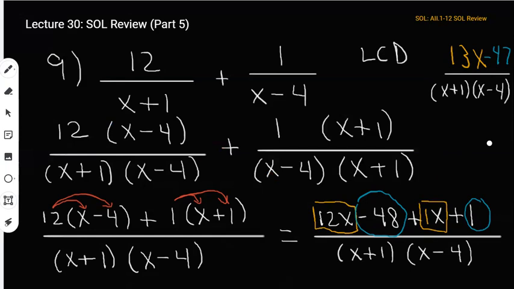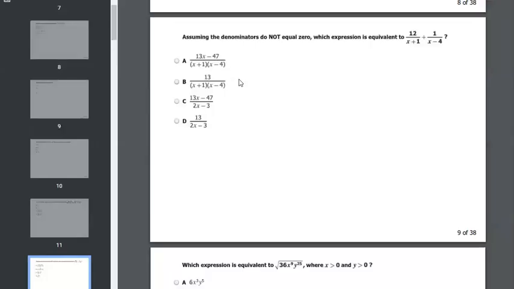We just combine like terms. There's nothing left to factor. Notice the top doesn't have anything in common, so we can't factor that. We're done. 13x minus 47. So that's going to be A.